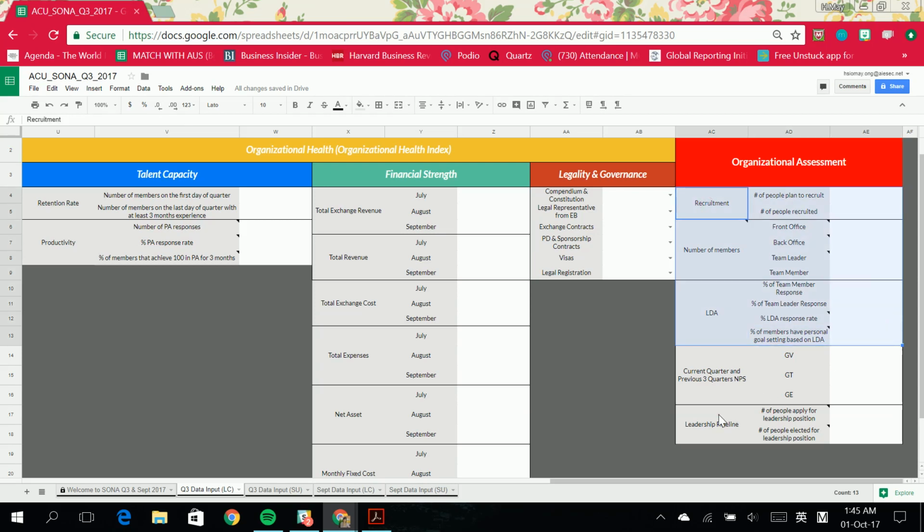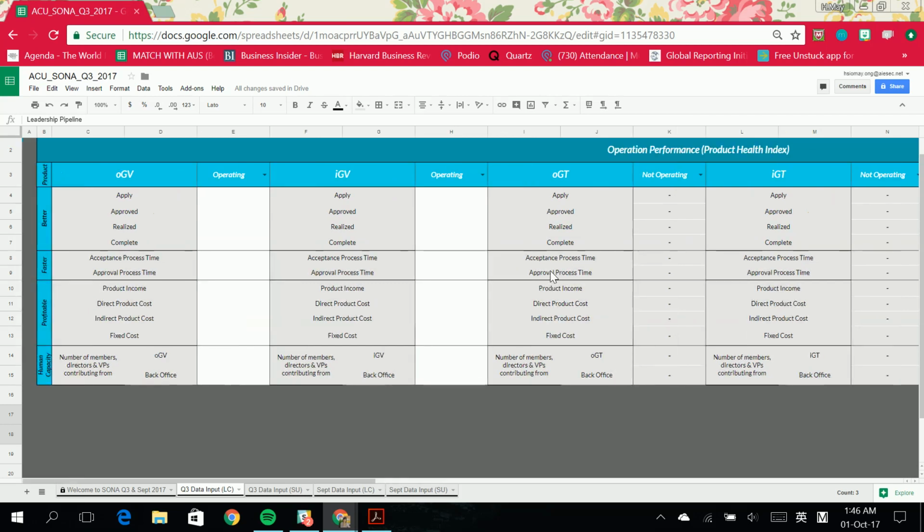And then leadership pipeline, which is the number of people who actually apply for LCP, EB, and director, and also the number of people who get elected for LCP, EB, and director. So this one, if you have the capacity, you can fill in. If you think that there is too much, you can ask your LCP to support you on this part.